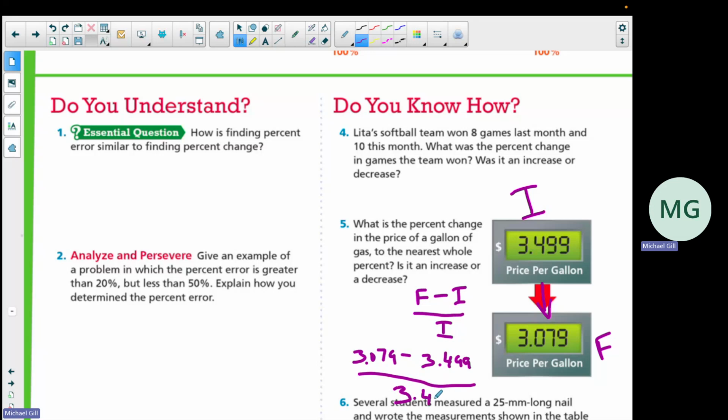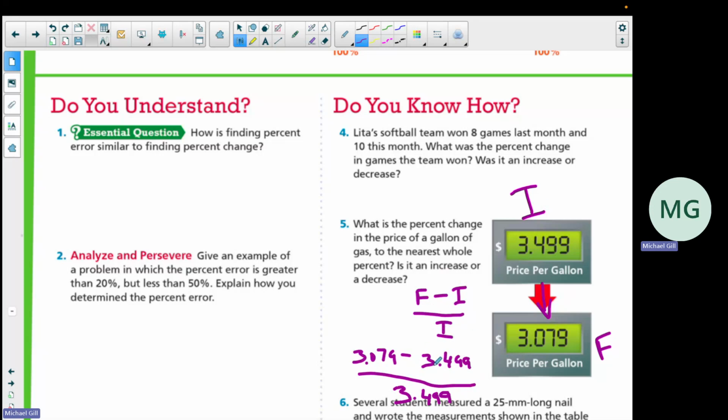Now, I shouldn't say they need to set up, this is not a proportion. They're not setting up proportions in these. But they need to set the problem up like that. So they need to show me the labels for the numbers, initial, final, show me the formula with no numbers, then using the numbers, plug them in.